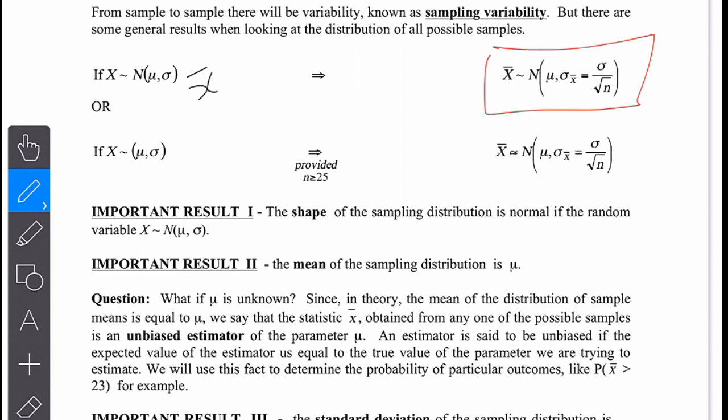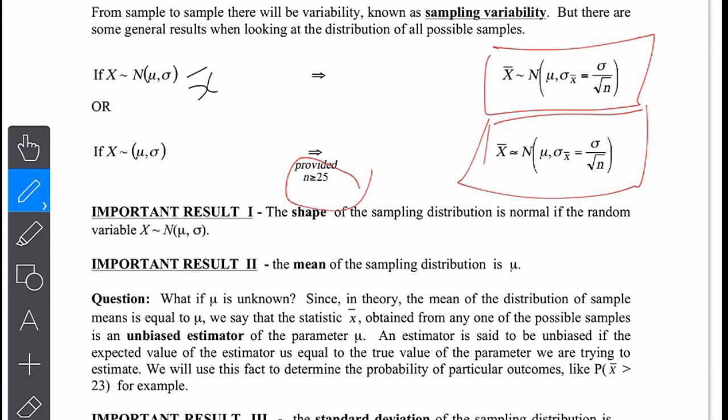In fact, in approximation, yes, you can, provided your sample size is large enough. And large enough, some textbooks use 30, some say 25. Just mathematically, using 25 makes calculations much more simple, so I'm going to stick with 25. But you get the point that it has to be a large enough sample.